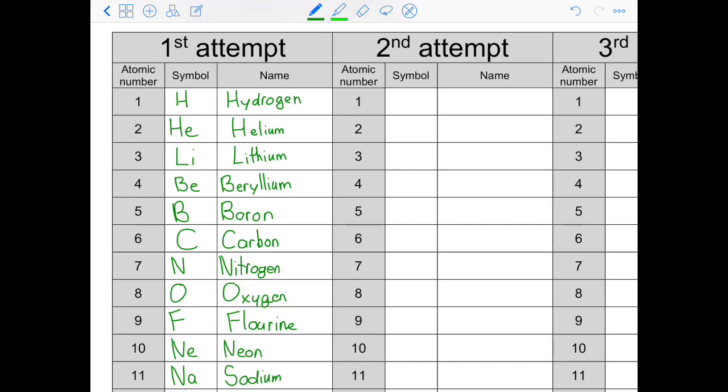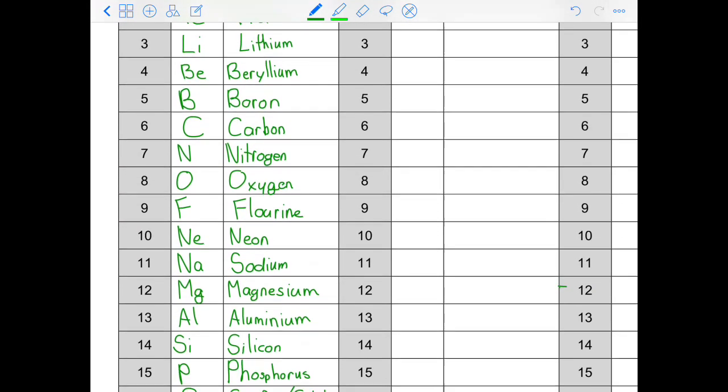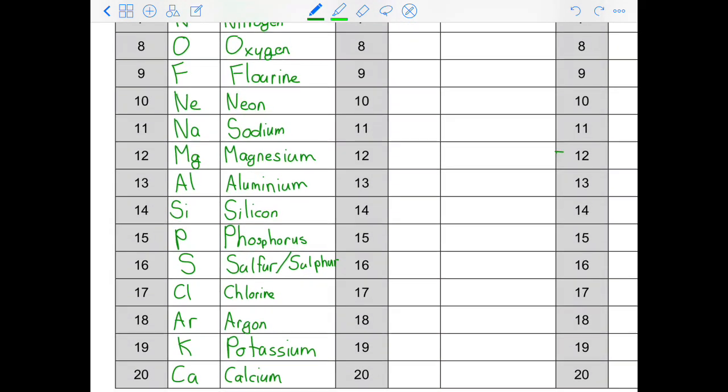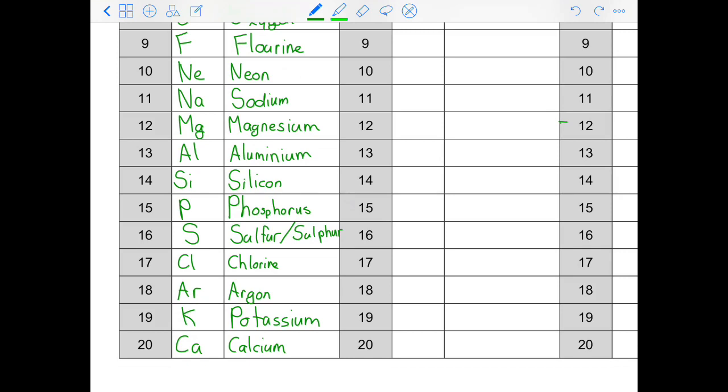All right, so hopefully you have these as your answer. Number 1 being hydrogen, 2 helium, 3 lithium, 4 beryllium, 5 boron, 6 should be carbon, 7 should be nitrogen, 8 should be oxygen, 9 should be fluorine, 10 should be neon, 11 sodium, 12 magnesium, 13 aluminum, 14 silicon, 15 phosphorus, 16 sulfur, 17 chlorine, 18 argon, 19 potassium, and 20 calcium.